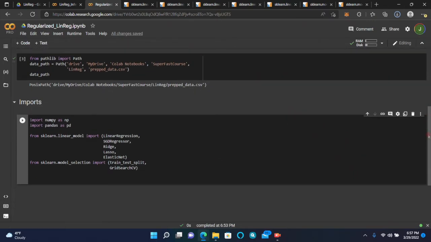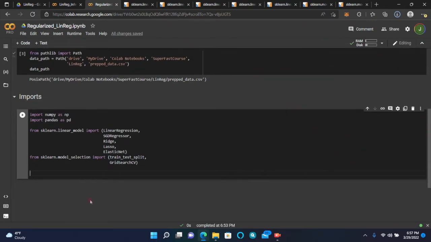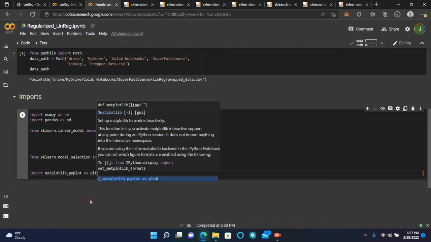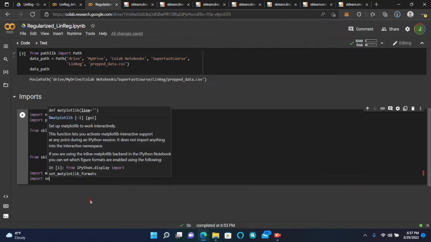What else do you think we might want? Maybe let's go ahead and bring in matplotlib in case we want to make some plots later. And in the same vein, we'll import Seaborn.